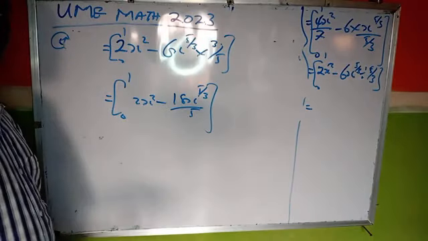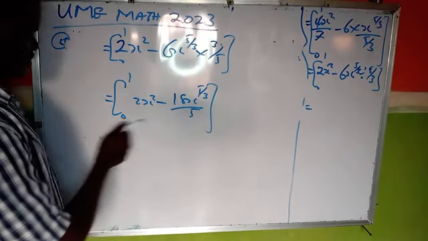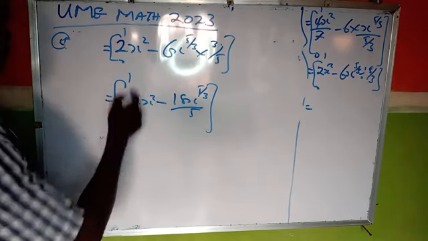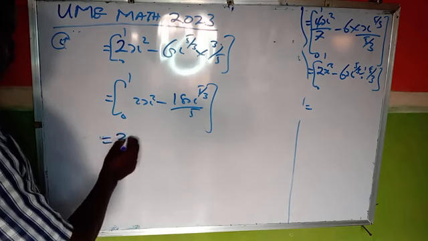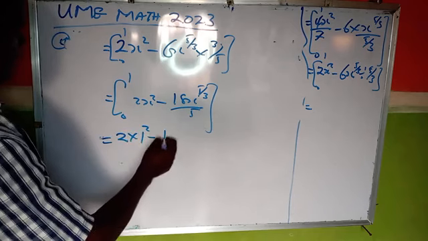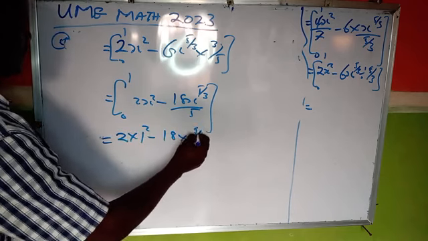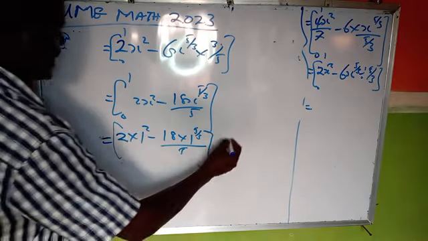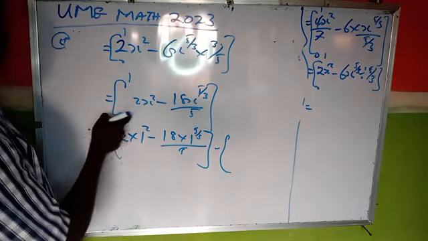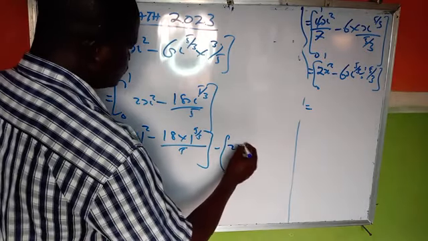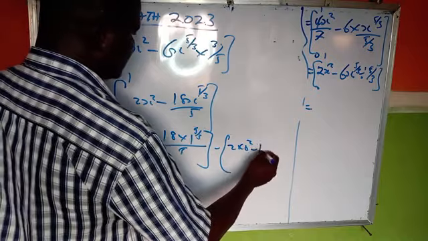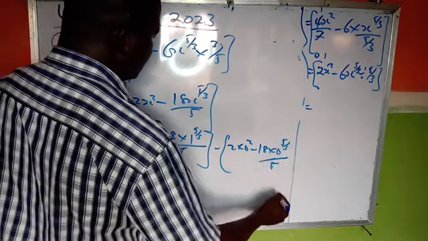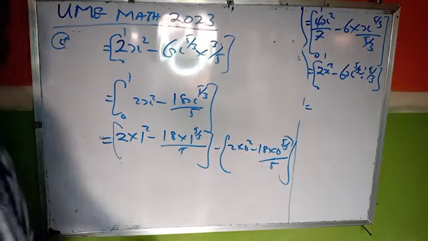So what we are going to do next, come and substitute this one into this, and 1 and 0. So here, anywhere you see x, you put 1 there. So here is 2 times 1 squared minus 18 times 1 raised to power 5 over 3 divided by 5, minus, now this is 0. Here you will have 2 times 0 squared minus 18 times 0 raised to power 5 over 3 divided by 5. So you have this like this.